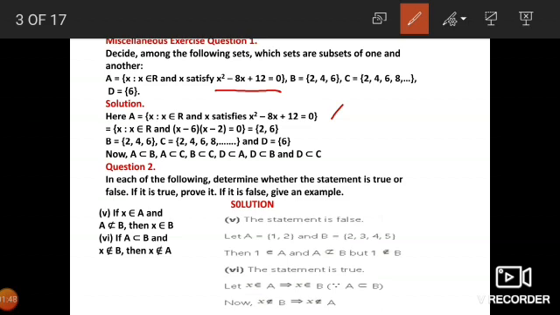Now, in question number 2, there are a few other sums. You can write them as homework. I will be solving the last two sums. In each of the following, determine whether the statement is true or false.